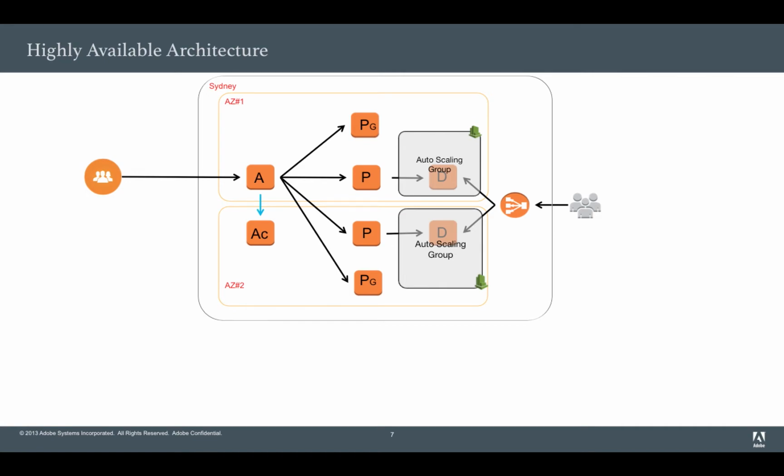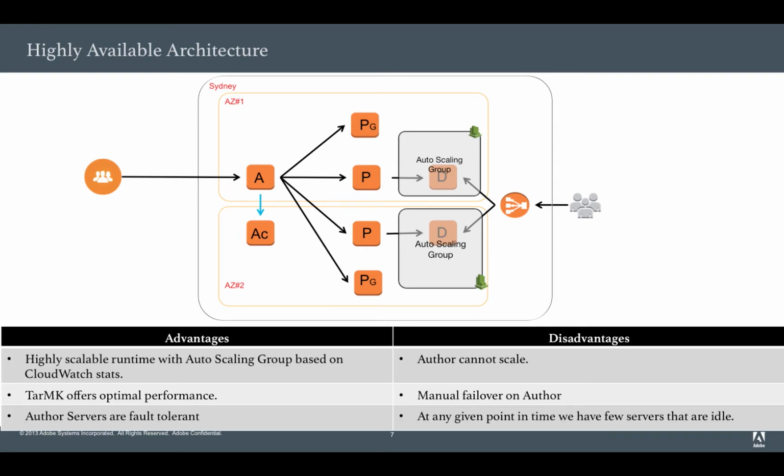Let's look at the advantages and the disadvantages in this setup. It is a highly scalable architecture, especially at runtime. Since you're running TarMK, the performance is great and the authors are fault tolerant. The disadvantage is that the authors cannot scale at any given point in time. You just have to run only one author server. And the failover on the author servers is manual, so there is downtime. And at any given point in time, there are a few servers which are idle.